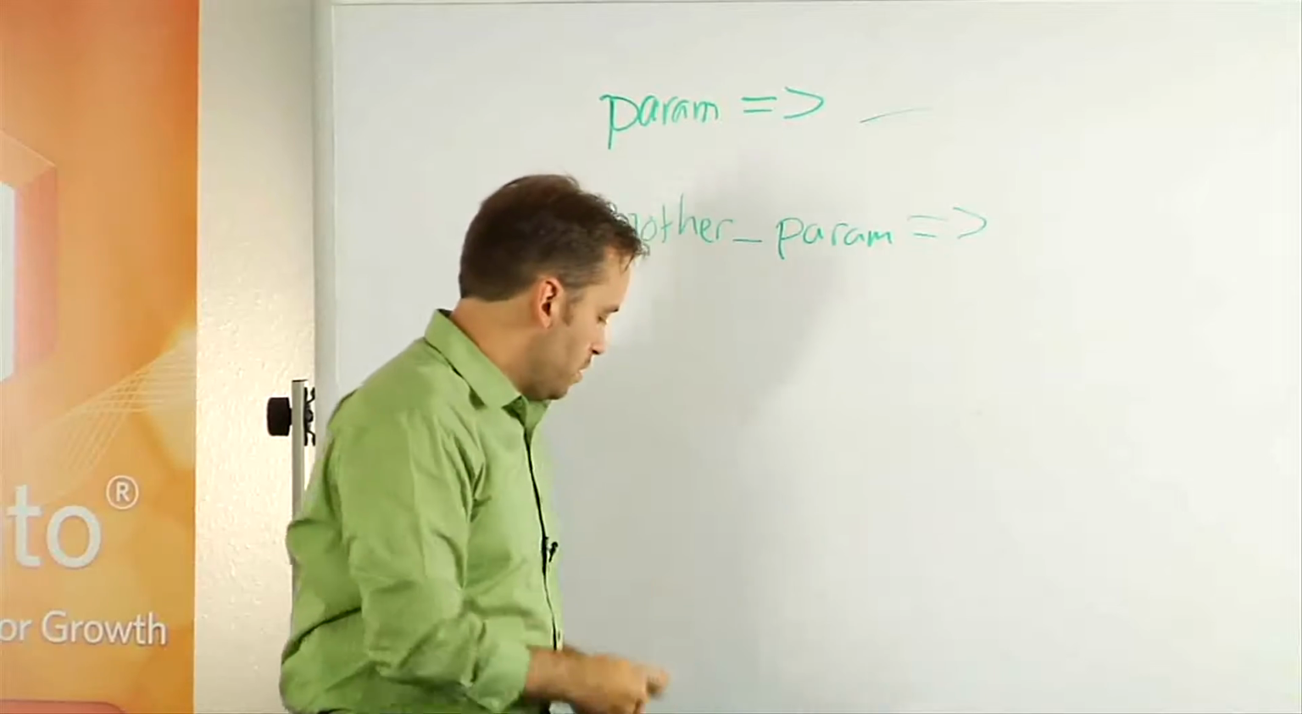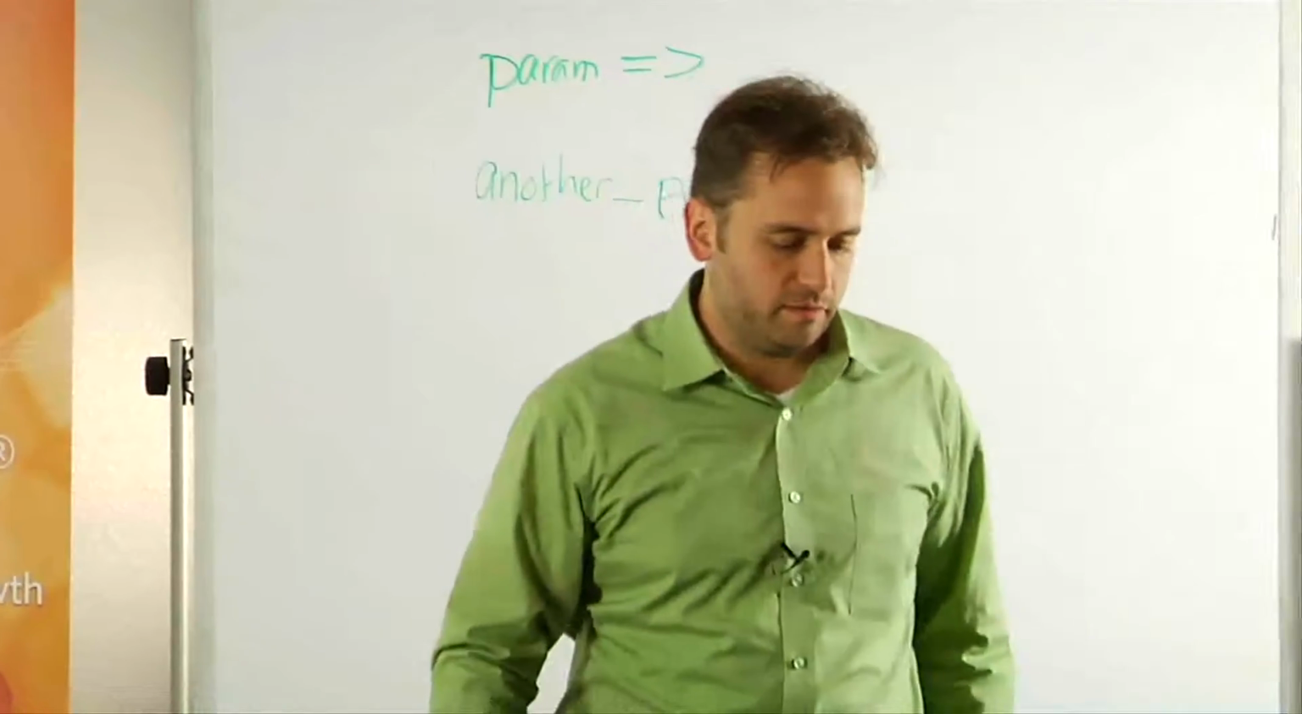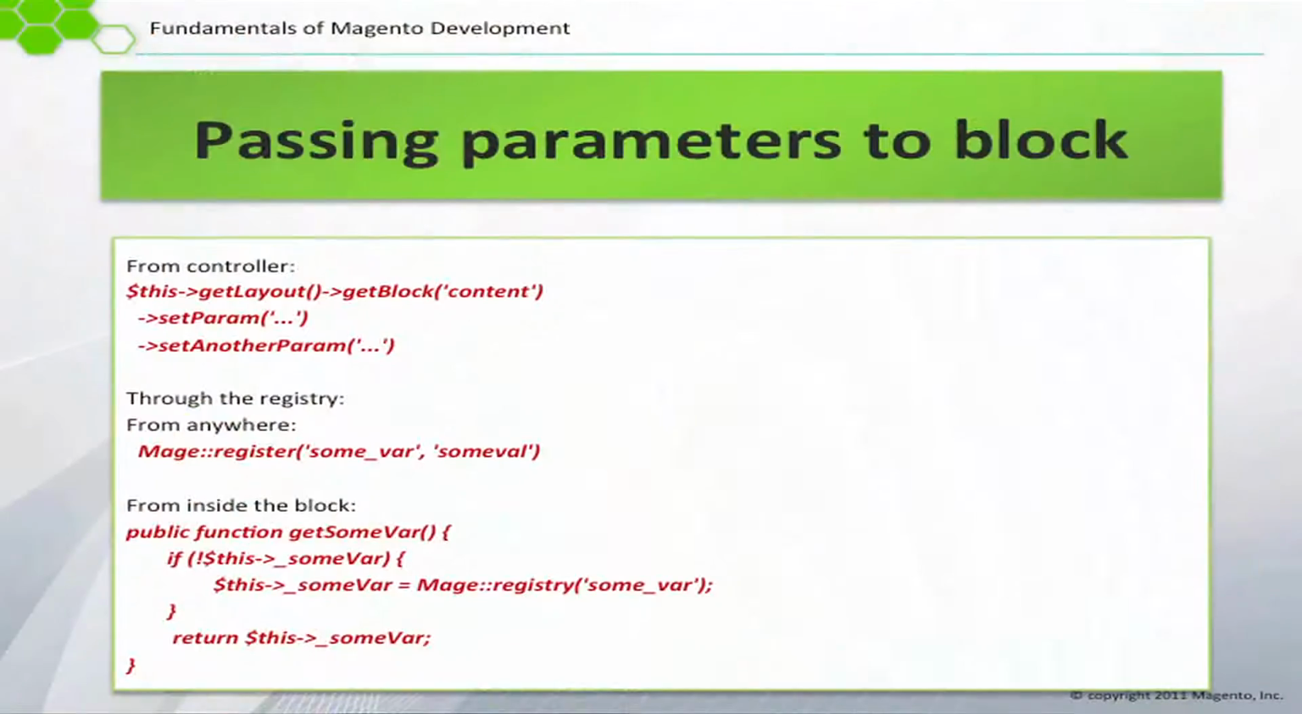Okay? So that's what we'll talk about for right now. We'll revisit variant object soon enough. So that's why we're actually able to get a block from the layout object and then just arbitrarily call these, and then we can retrieve that data later, either in a template or somewhere else. Okay?